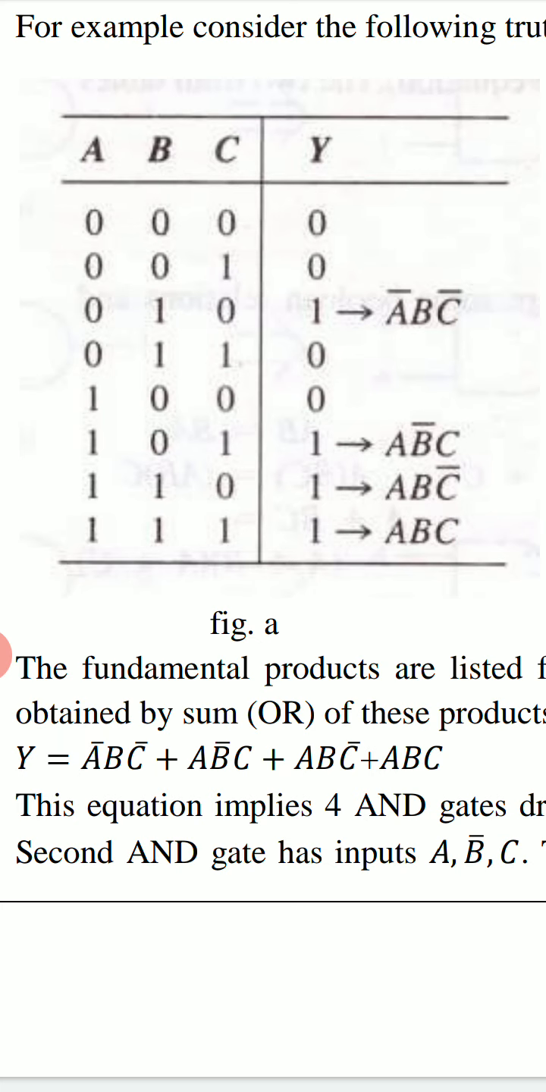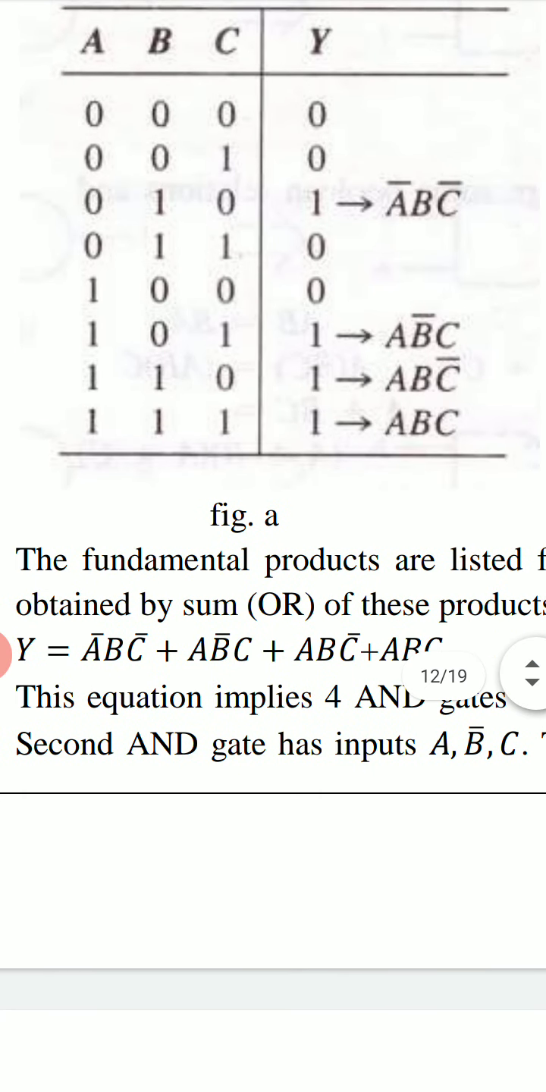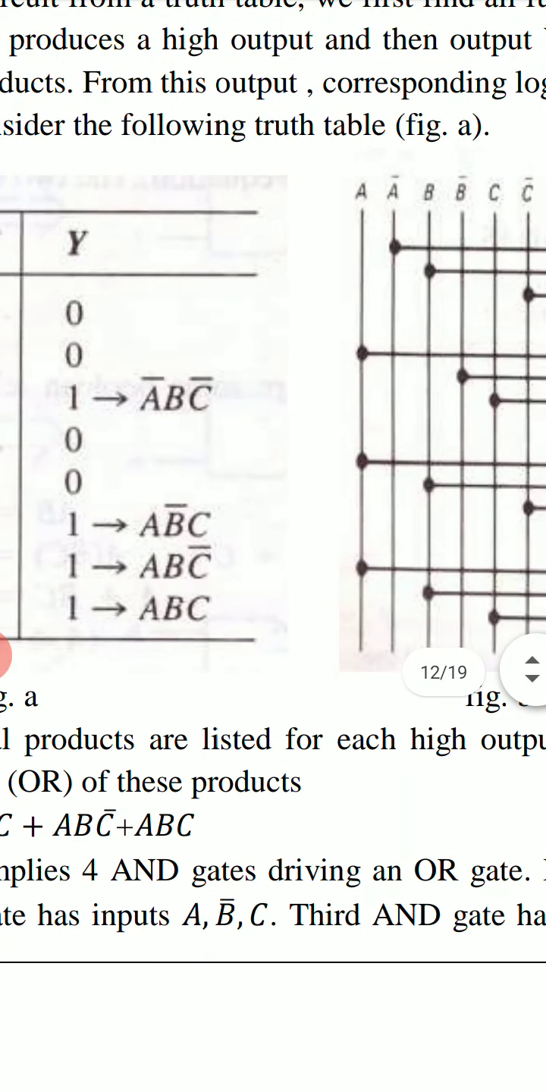First, output Y is 1 for the combination 0 1 0. A is 0, B is 1, C is 0. For this combination, the fundamental product will be A bar B C bar. B is 1 and A and C are 0, so we use A bar and C bar. Similarly, the next output 1 is for combination 1 0 1 and the fundamental product for this is A B bar C, and for 1 1 0 the fundamental product is A B C bar, and for 1 1 1 the fundamental product is A B C. We write these fundamental products.